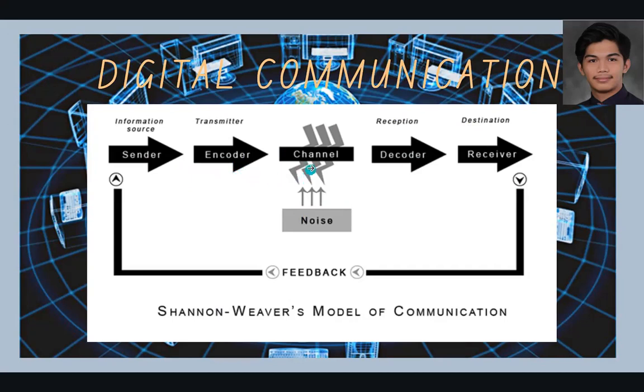After crossing through the channel and almost reaching its destination, it is then decoded first to revert the message back from its original data conversion before reaching the receiver. After the receiver gets the message, the receiver will now respond to the message as it repeats what the first sender does, which makes two-way communication possible.